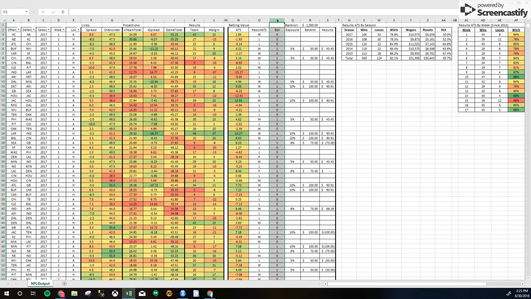That gave us almost 2 points of value on the Chiefs in this situation. If you look at this bet column here, this is an indicator of whether we would have bet the game or not. We really only start betting whenever we have 3 points of value, so we would not have bet that one.